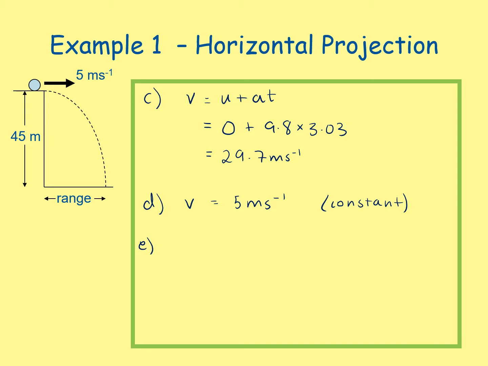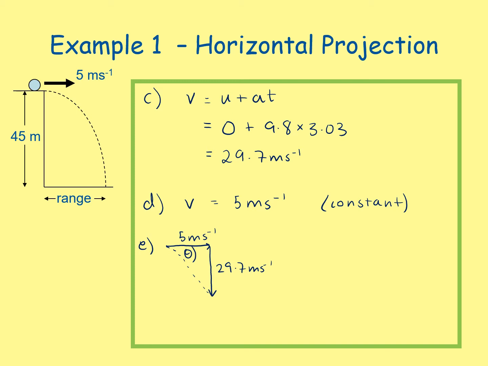Part E was looking for the resultant velocity, so the actual velocity of the ball just before it hit the ground. For this, we want to draw a little diagram. We've got 5 meters per second in the horizontal velocity there, and the vertical velocity was 29.7 meters per second. This resultant velocity was where this dotted line is at an angle of theta.